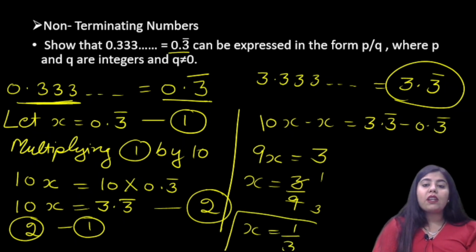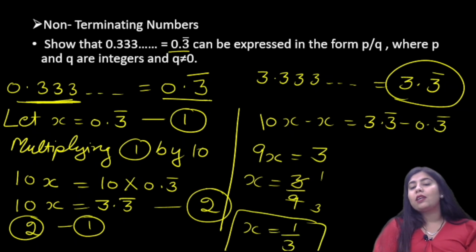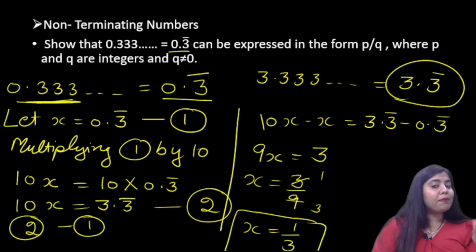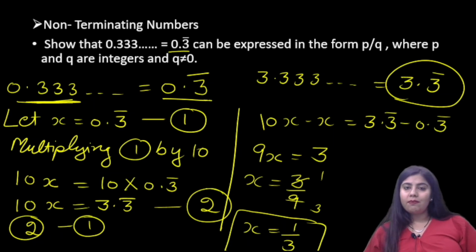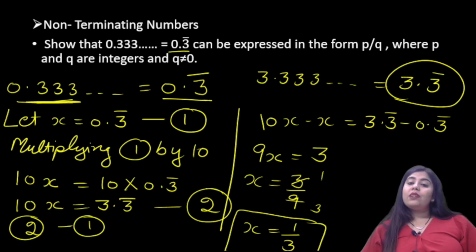Now see, 1 upon 3 is the p by q form, where p and q are both integers and q is not equal to 0. Hence, we can say that the non-terminating repeating number, that was 0.3 bar, can be written in the form of p by q, that is a rational number, which is 1 by 3. Clear? Okay. Now, let us discuss some more examples.